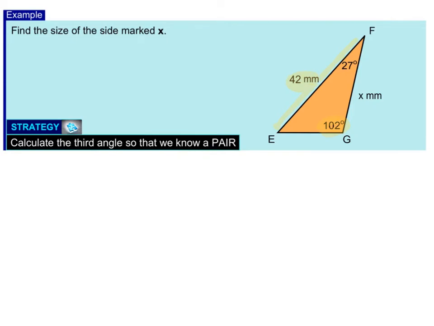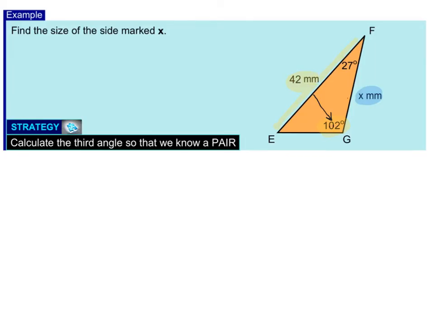However, X does not correspond to that. Remember, our corresponding sides and angles need to be opposite from one another. So 42 millimetres is directly opposite from that 102.